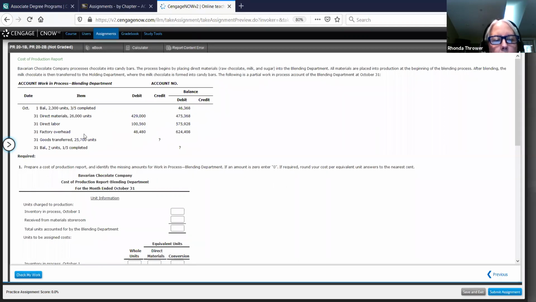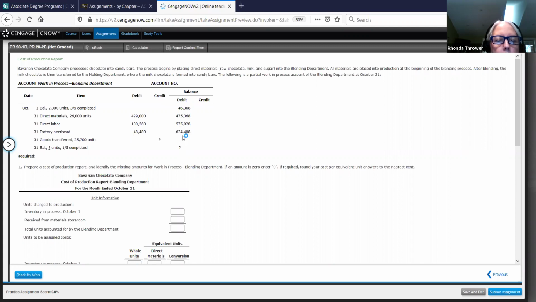We also have some factory overhead that was applied during the month of October of $48,480. And this factory overhead that was applied is the estimated amount that we think work in process has incurred during this October period of time. So materials, labor, and overhead. Materials add to the previous balance. The labor adds to the previous balance. The applied factory overhead adds to the previous balance.